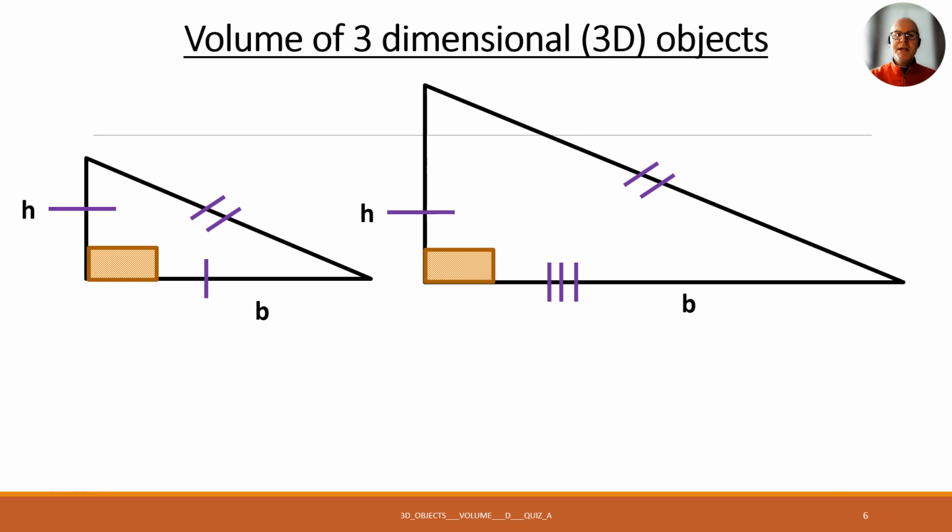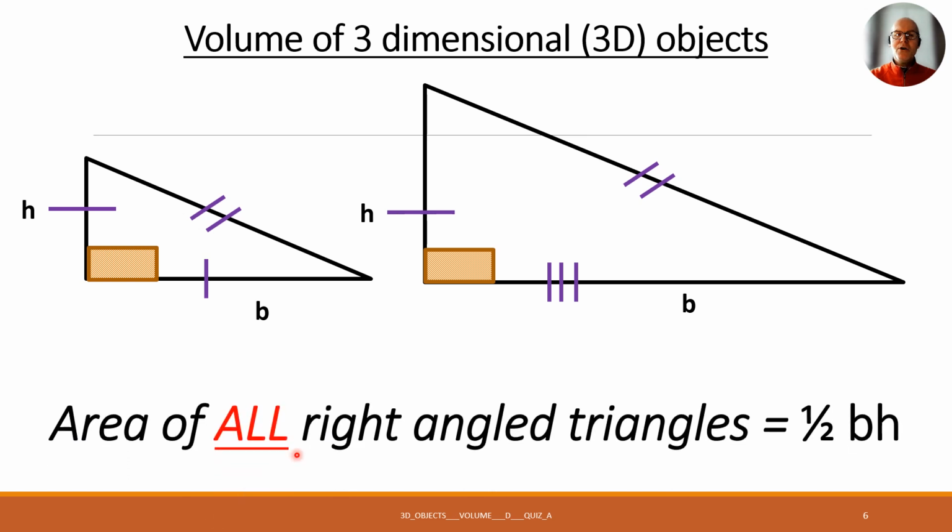Another thing to remember is the area of all right-angled triangles, whether they are isosceles right-angled triangles or scalene right-angled triangles. The area for all right-angled triangles is a half the breadth times the height. So there's the breadth and there's the height. Remember that one as well.